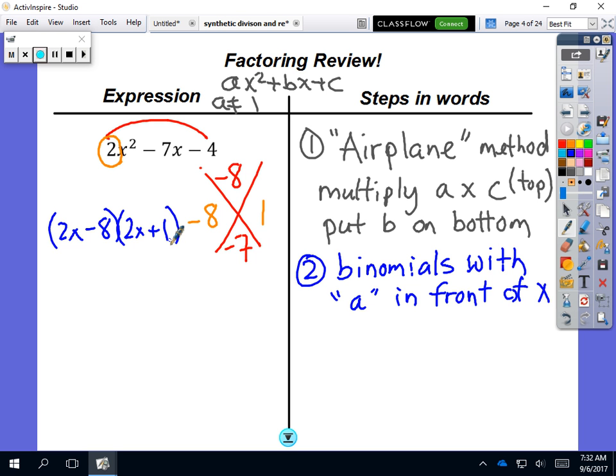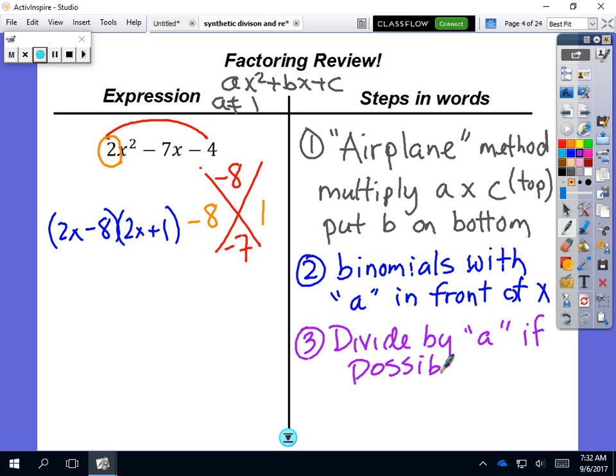The last step, divide by a if possible. And that means both parts of your binomial have to be divisible by a. Since a is 2, I can divide this one by 2, and I can divide this one by 2. But in this binomial, I cannot divide 1 by 2. So I don't divide anything into this binomial. I do divide this one. So my final answer is going to be x minus 4 and 2x plus 1.